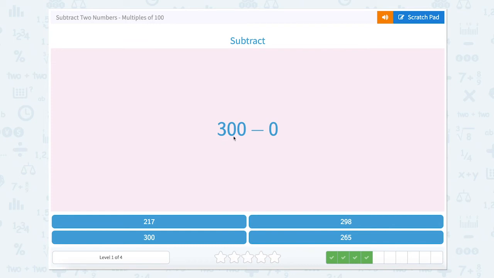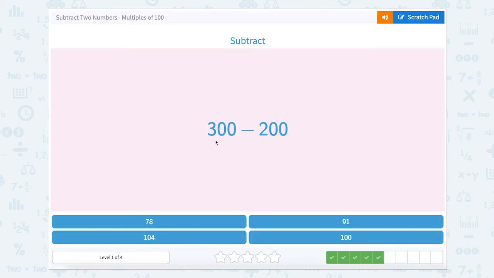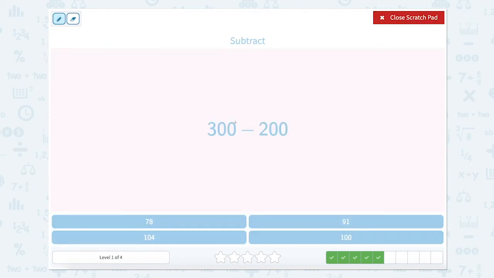Now we have the same problem we just had, so we should be really good at this now. 300 minus 0, again, you're taking away nothing, so 300. We have 300 minus 200. Again, we don't have anything in our tens or our ones, so we're just looking at that hundreds place value here. So 300s minus 200s would give us 100.